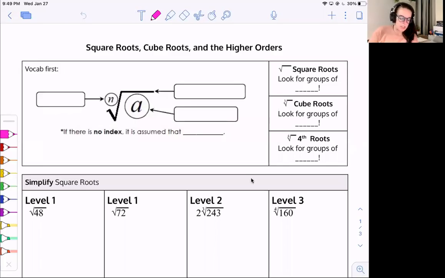Hi y'all, today we're learning about square roots, cube roots, and higher order roots. So let's start with some vocab.